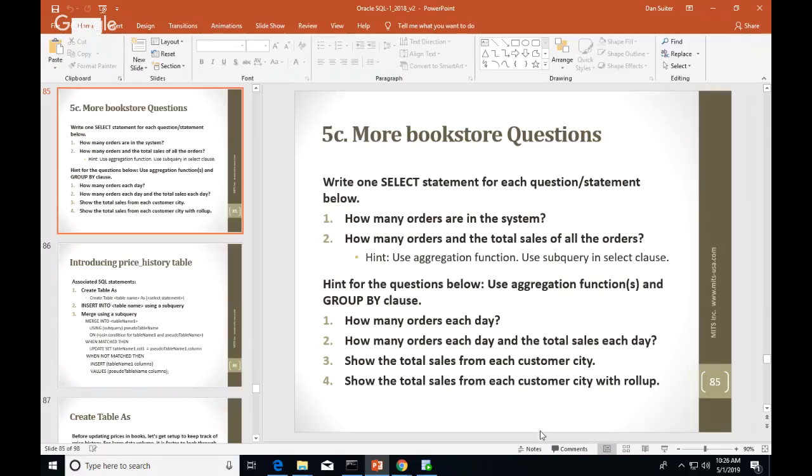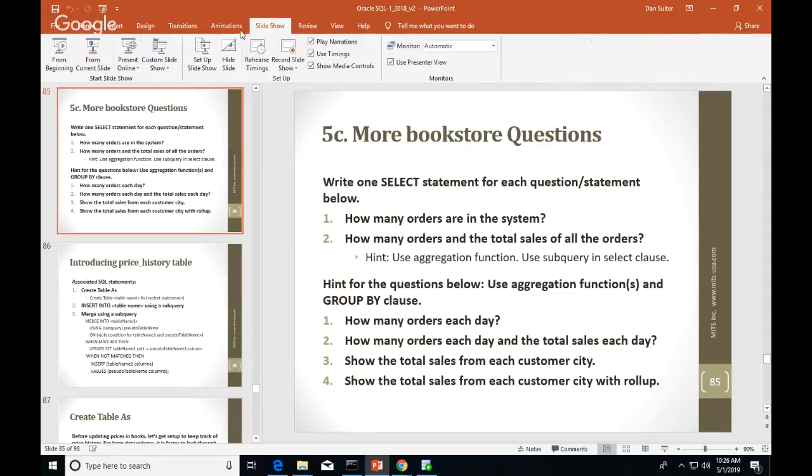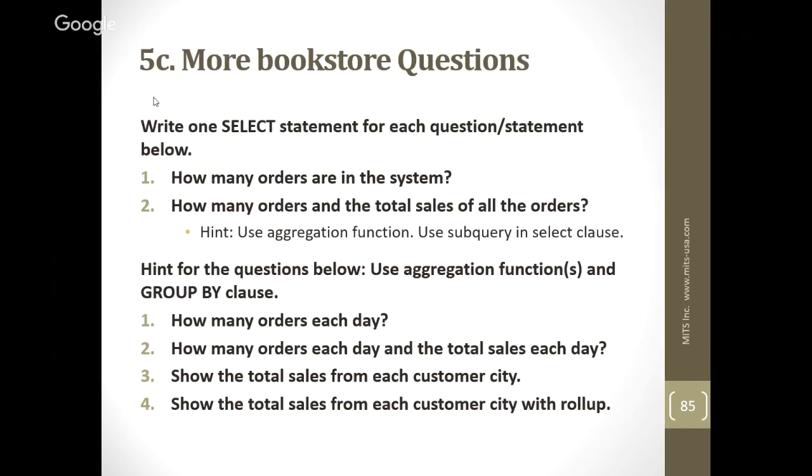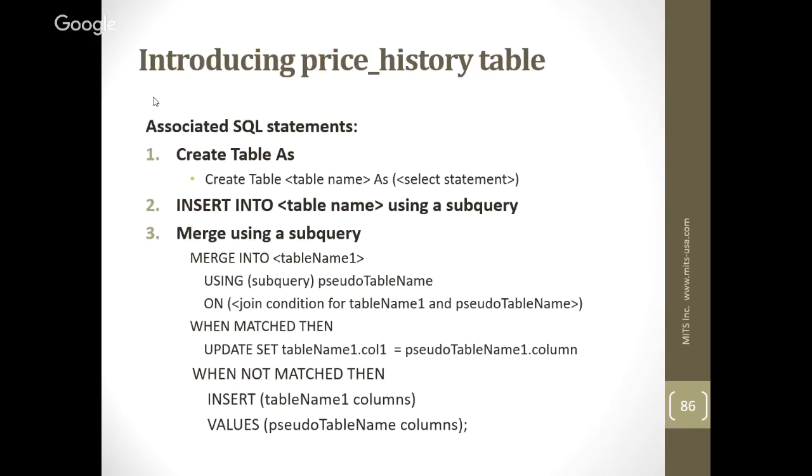All right, moving along, we've got the price history table idea. So this is getting into a little bit stronger type of syntax. What we're working with is merging. So we've got different tables that we're going to be working with. Create table as, insert into, and then merge using a subquery. This is what we're headed for, this merge.